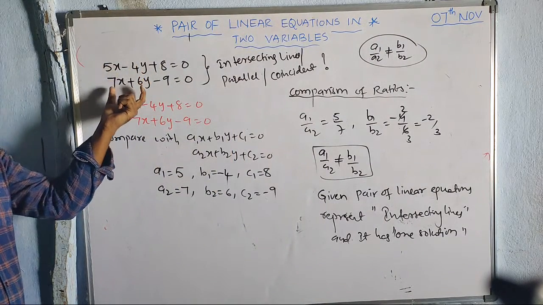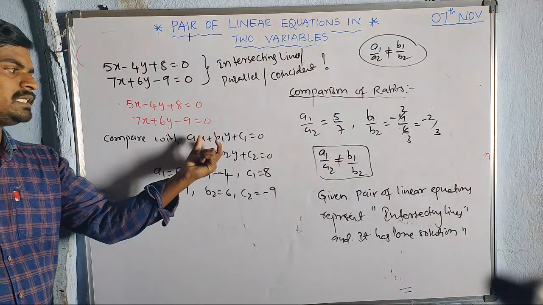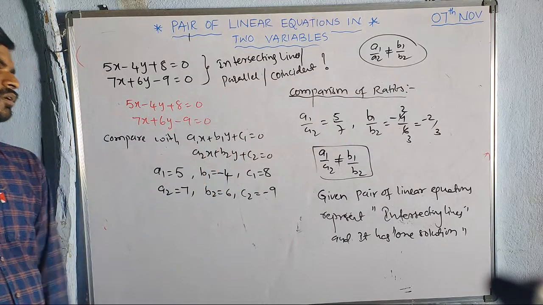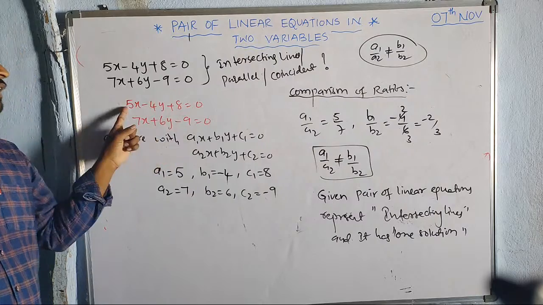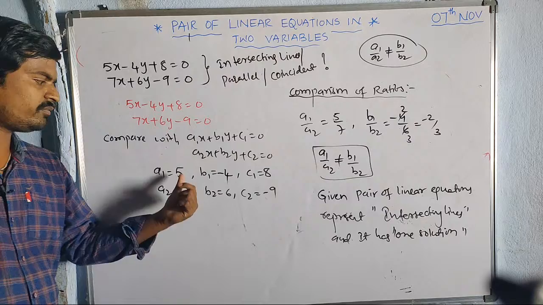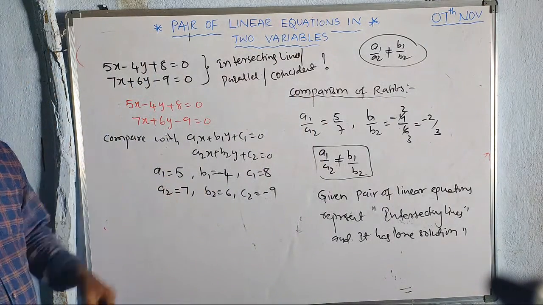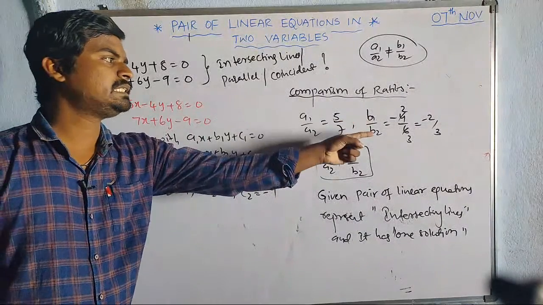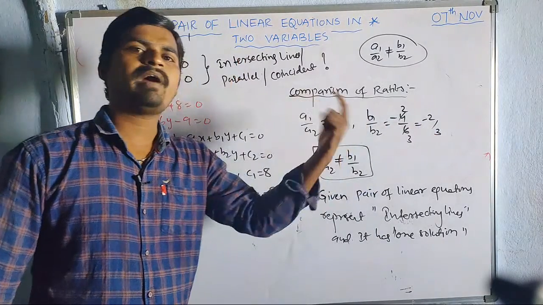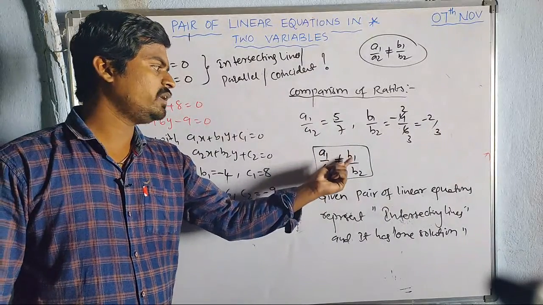Here a pair of linear equations is given, friends. We have to compare with a1x plus b1y plus c1 equals to 0, a2x plus b2y plus c2 equals to 0. Then a1 b1 c1 are 5, minus 4, 8 and a2 b2 c2 are 7, 6, minus 9. After writing, comparison of ratios: a1 by a2 is 5 by 7 and b1 by b2 is minus 4 by 6, so minus 2 by 3. These two are not equal, so don't find c1 by c2. We just conclude that a1 by a2 not equals to b1 by b2.